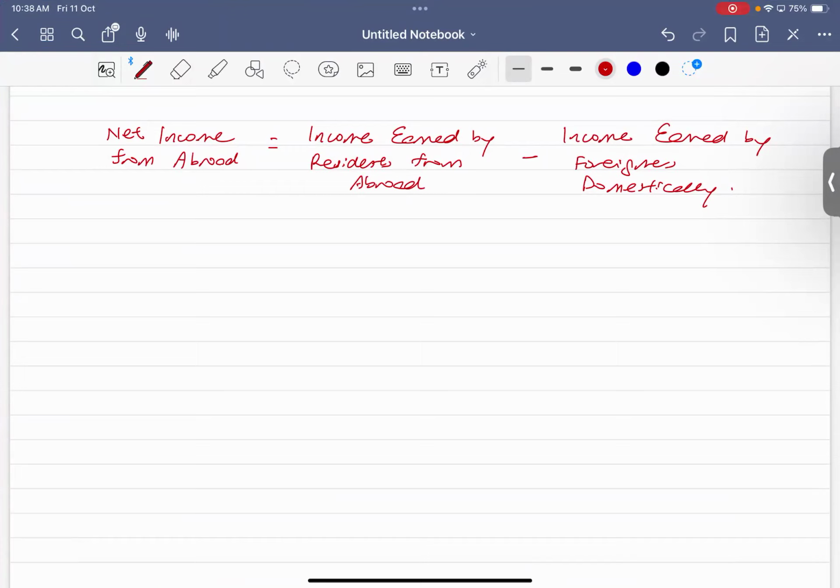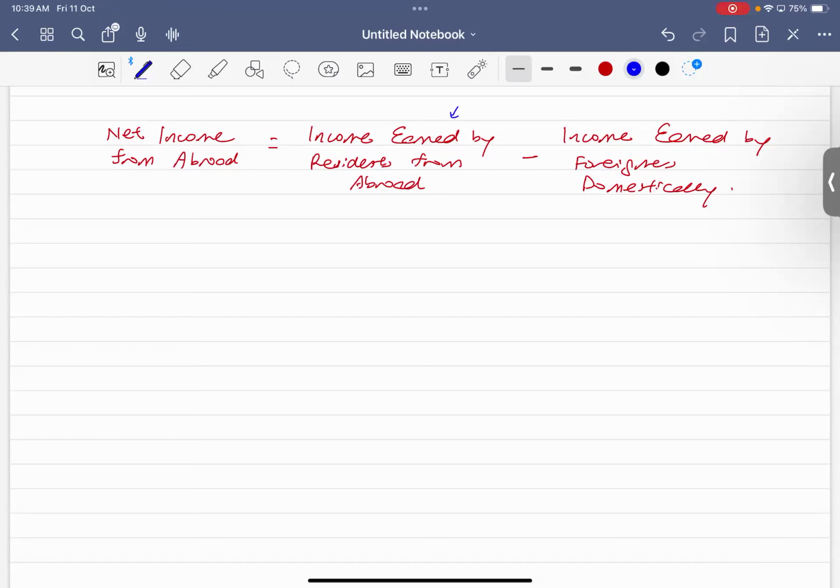What are the examples then? First of all, income earned by residents from abroad means what? For example, let's say I'm a Malaysian and I open a business in a foreign country, let's say the UK. My company in the UK is making profits. That's what we call income earned by a resident from abroad. I earn profits from my UK business.